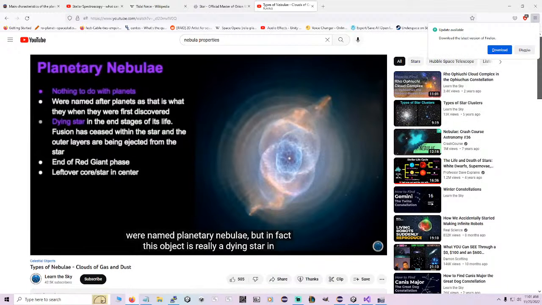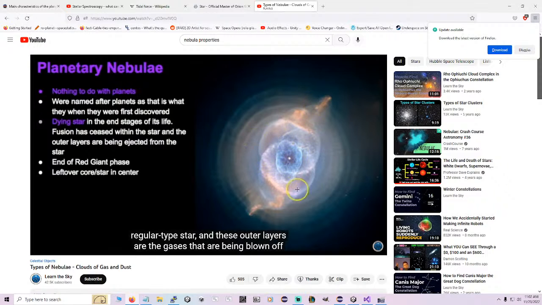But in fact, this object is really a dying star in the end stages of its life. So this star right here in the center is not truly a star like it was anymore because it's run out of hydrogen and helium and all the elements it was fusing at one time in its core, and all that's left is this little white dwarf star. It's the hot leftover core of a main sequence star, a regular type of star.